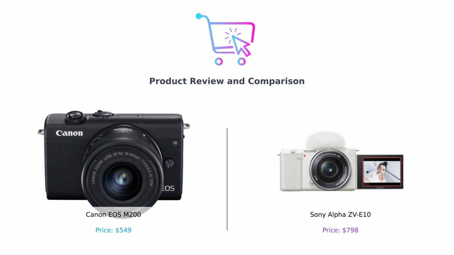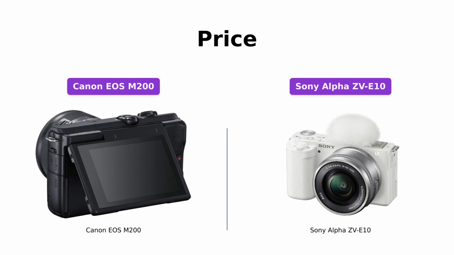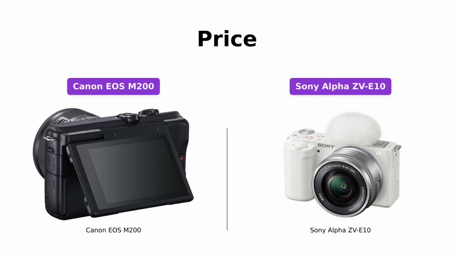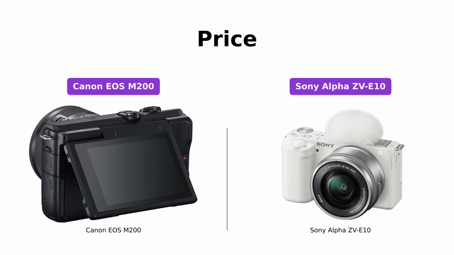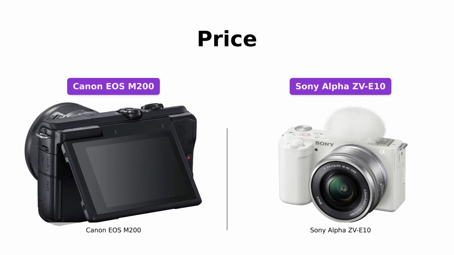When it comes to price, the Canon EOS M200 is available at $549, while the Sony Alpha ZV-E10 is priced at $798. Although the Canon comes in at a lower price point, the Sony offers some additional features that justify its higher price tag.